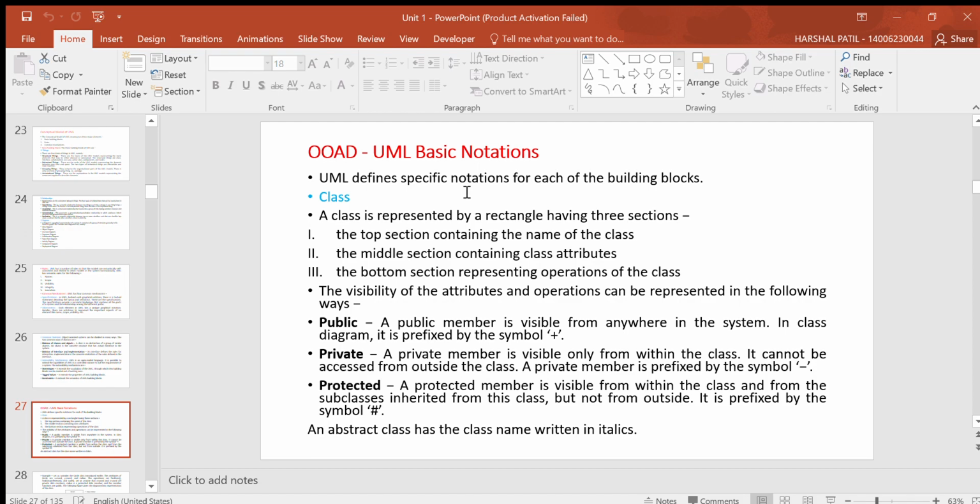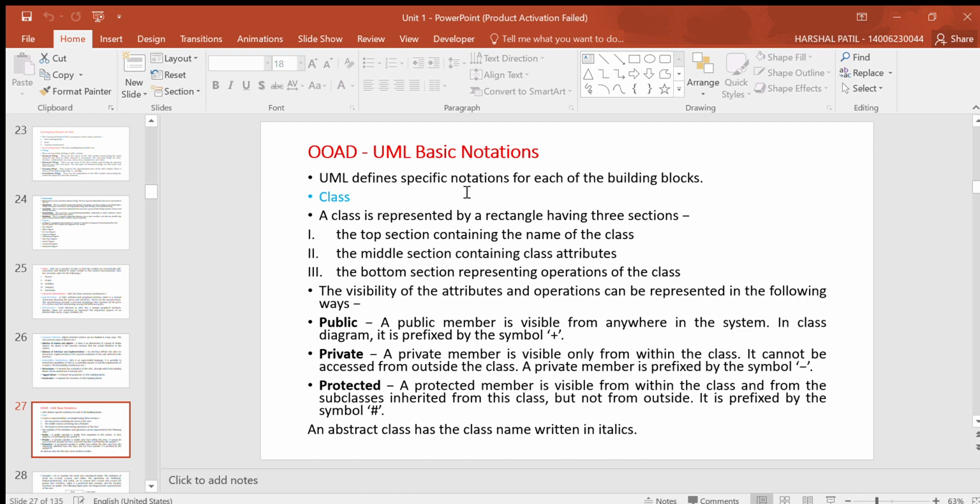Public: a member visible from anywhere in the system. In a class diagram it is prefixed by the symbol plus. Private: a member visible only from within the class. It cannot be accessed from outside of a class. The outside of the class access होत नाही. A private member is prefixed by the symbol minus. Private minus ने दाखवतो, public ने plus दाखवतो आणि protected hash ने दाखवतो. आपण protected member: visible from within the class and from the subclasses inherited from this class, but not from outside. It is prefixed by the symbol hash.